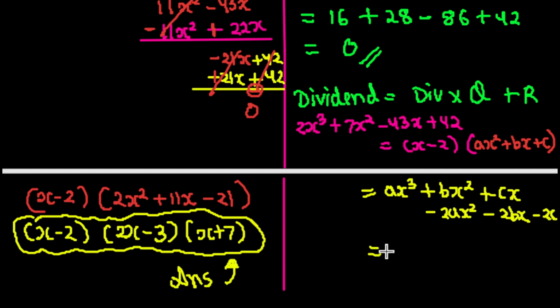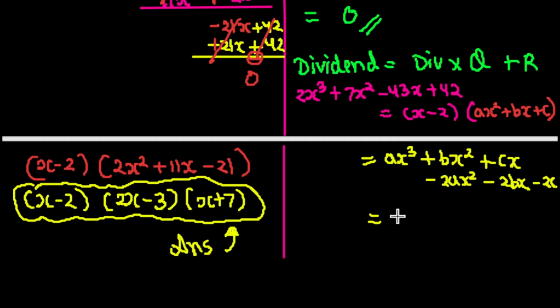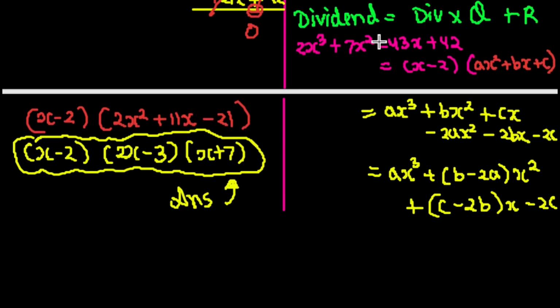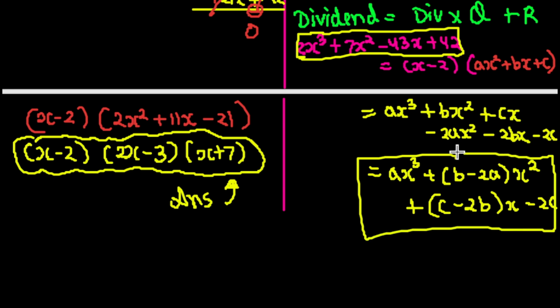So the last one is 2c. Okay, if I simplify this ahead, you can write it like ax cube bx. Now I'll just factor out the x squared term from here, okay? So we are having b minus 2a x squared. Then you're having these two terms with x. So I'm going to write it like c minus 2b x and then minus 2c. So we are going to compare them. So this is what you are comparing with this thing that you have here.